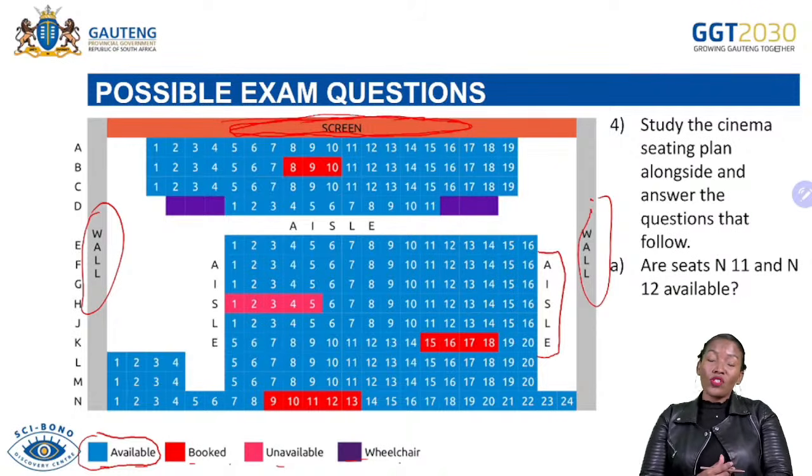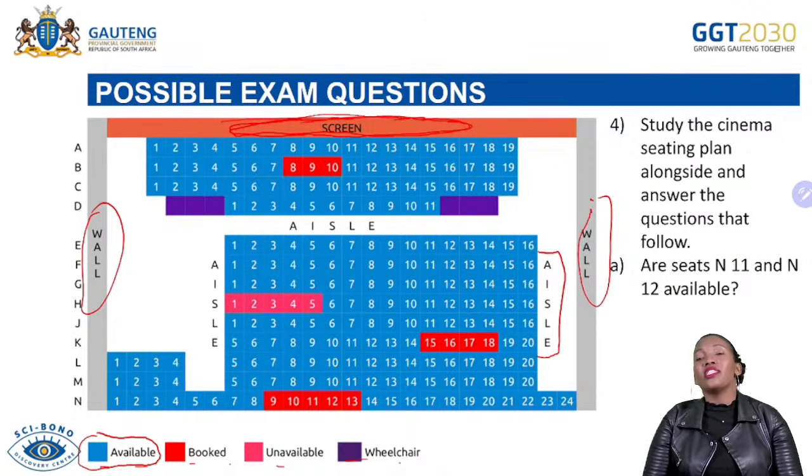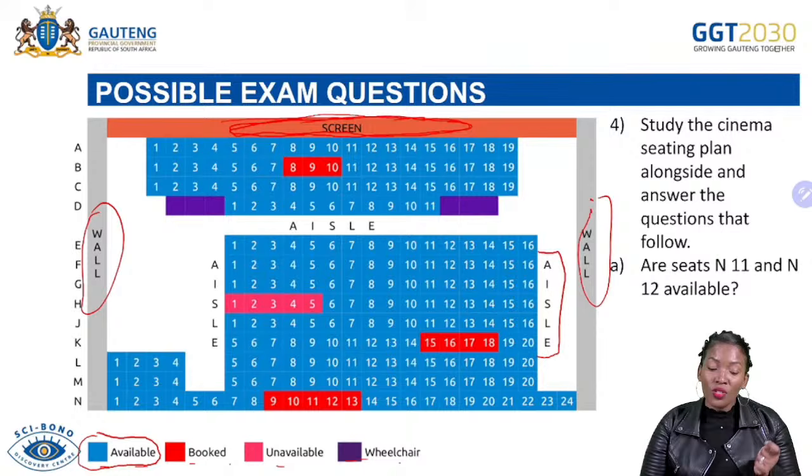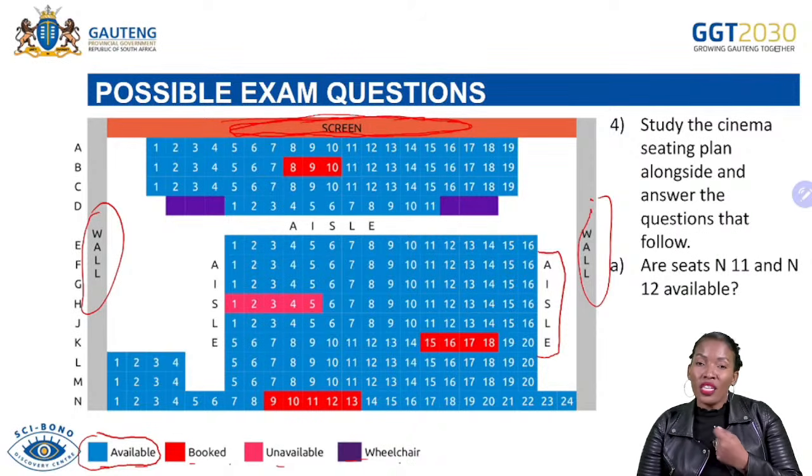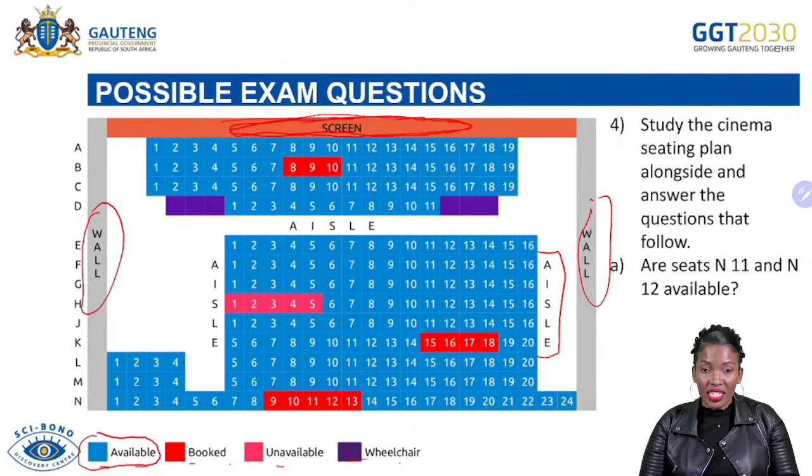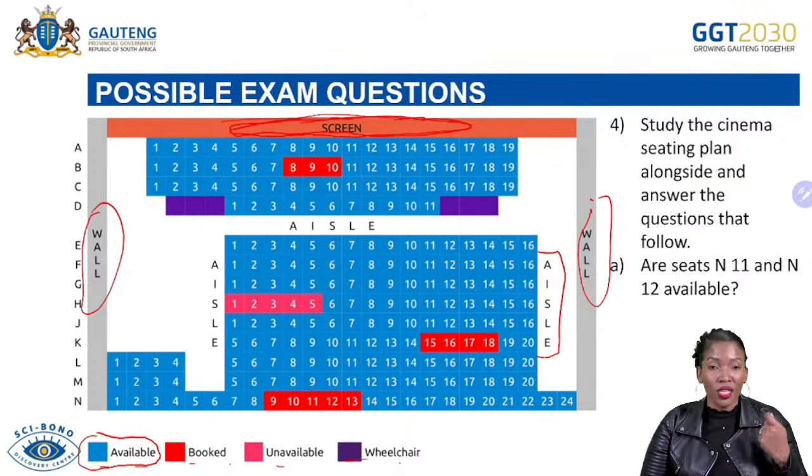Remember, when you go to watch movies, you don't just go and say, I'm here to watch a movie. No, you need to purchase a ticket, a movie ticket, and then that movie ticket will tell you where you are going to be seated. You will then be allocated a seat number, and that will tell you where you are going to be seated.